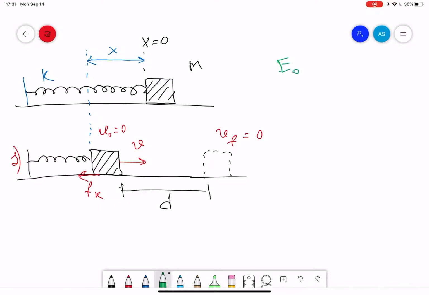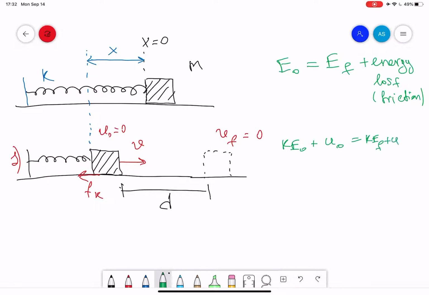Energy initial is equal to the energy final plus energy lost, or in other words, the work done by friction, the energy lost by friction. So how can we solve it? What do we have here? First of all, we have kinetic energy initial plus potential energy of the spring initial is equal to kinetic energy final plus potential energy of the spring final plus work done by friction.